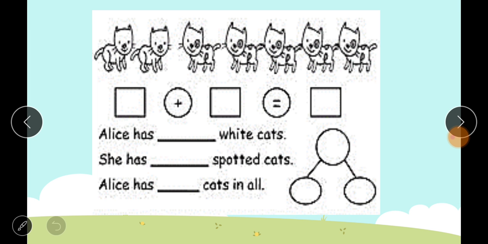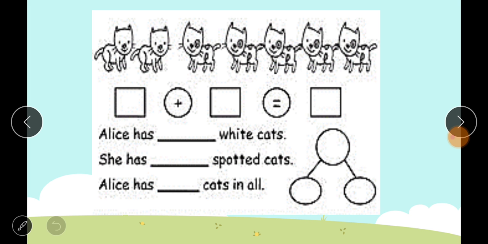Here you can see these cats. There's a story problem we want to solve. Alice has dash white cats. She has dash spotted cats. Alice has dash cats in all. We can see white cats. If you look at it properly, you see that some cats are just plain white, while some cats are spotted.